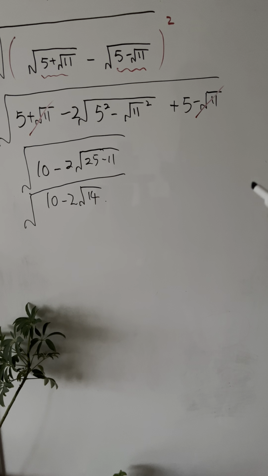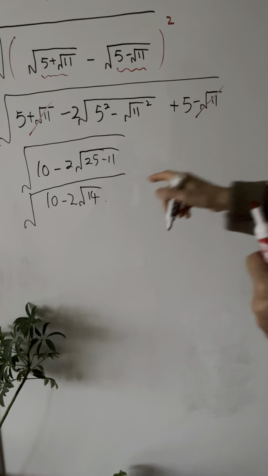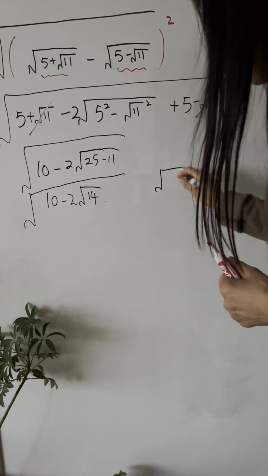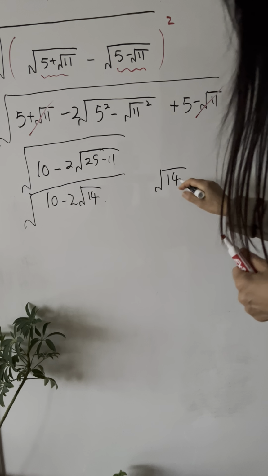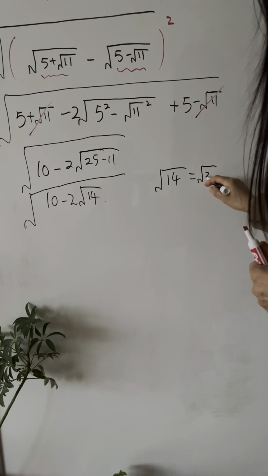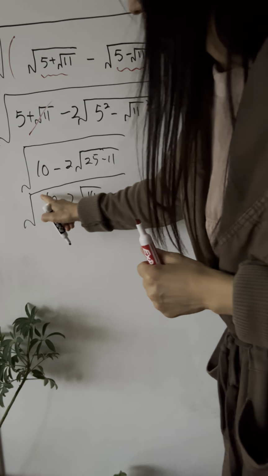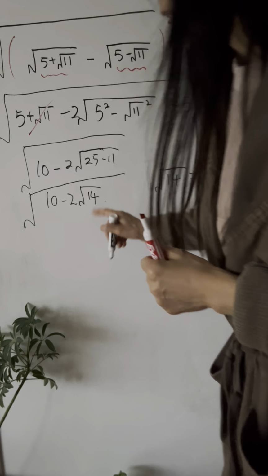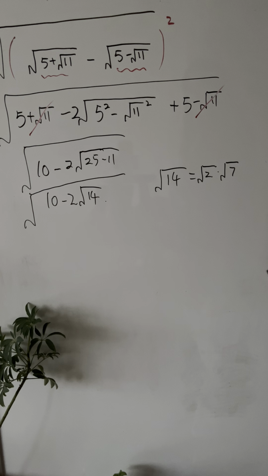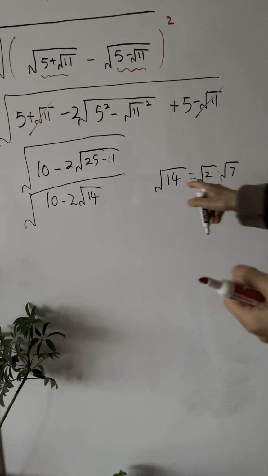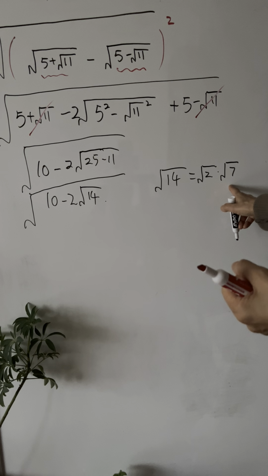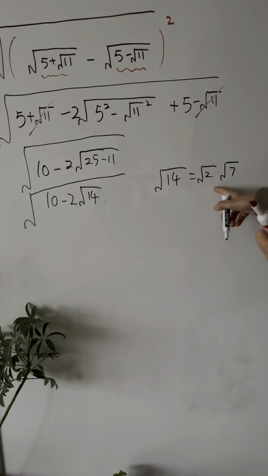Right? Well, let's see. So square root of 14, sorry, not 24. Square root 14 is square root 2 times square root of 7. So it's possible. So we were thinking, if it is possible to rewrite this one as a perfect square term. So square root 14 is square root 2 times square root 7.